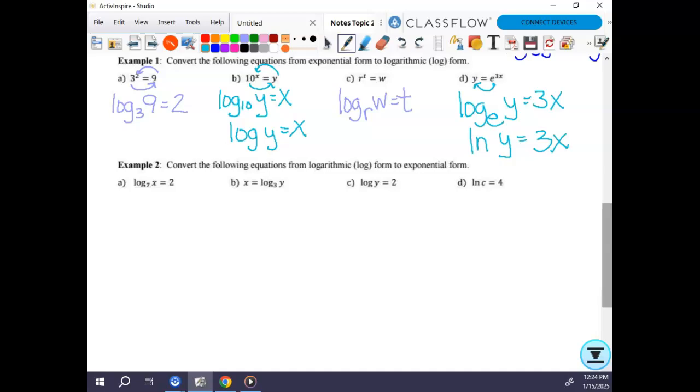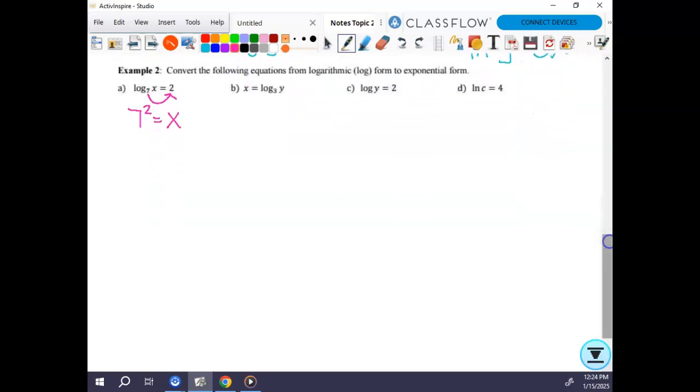Okay, so now we're going to take the logs and we're going to rewrite them as exponentials. The base of the log is the base of the exponent. And you go around the equal sign again. 7 to the second power equals x. Which means x is 49, but nobody asked me to simplify it or solve it. It was just rewrite it, and there we go, it's rewritten. Okay.